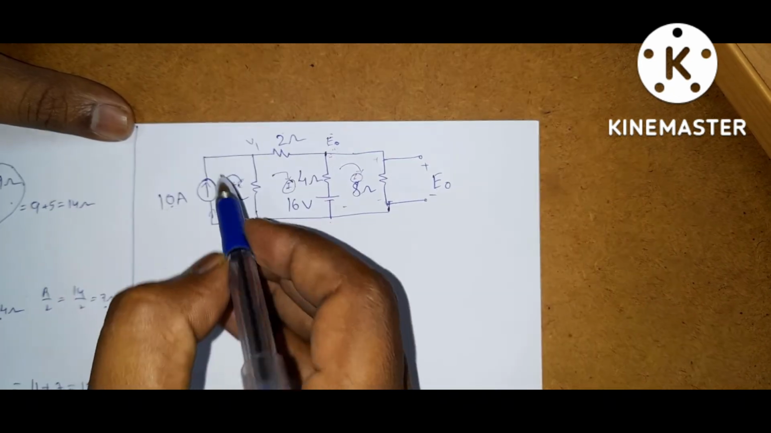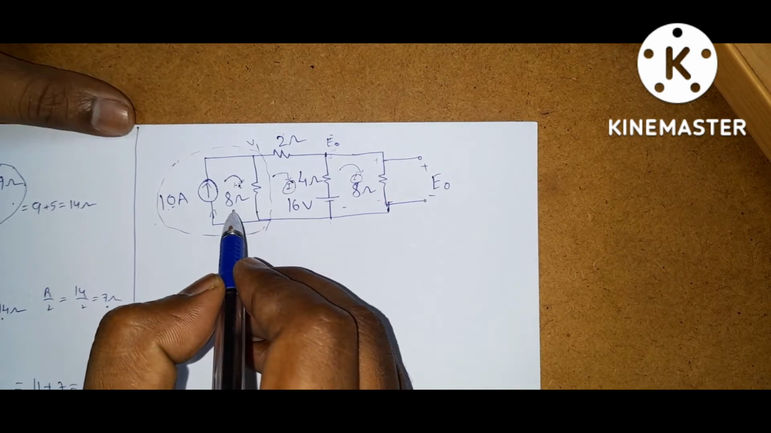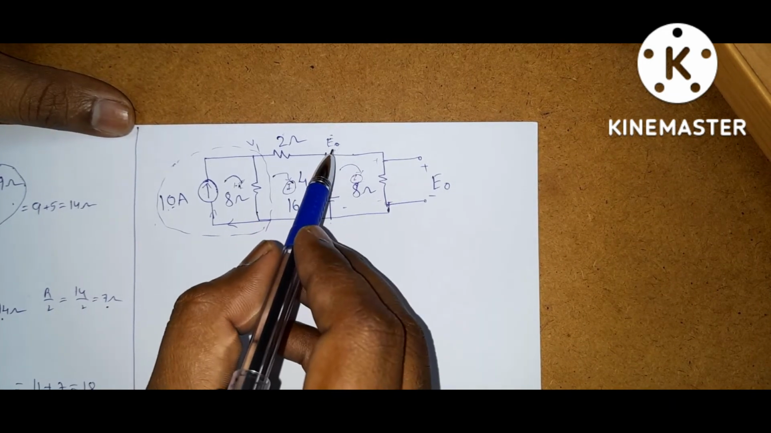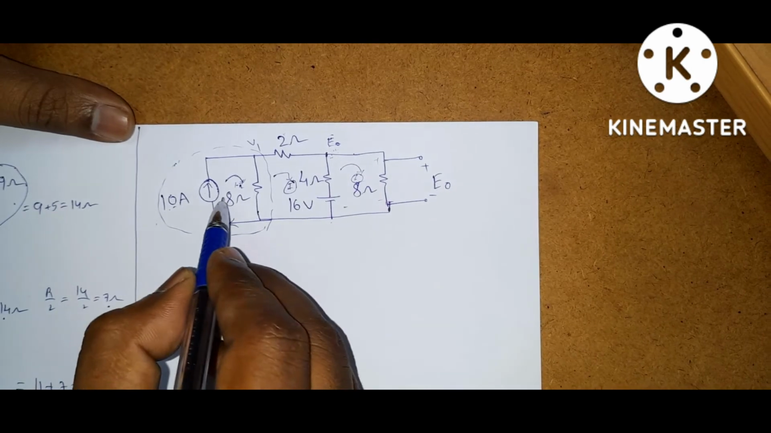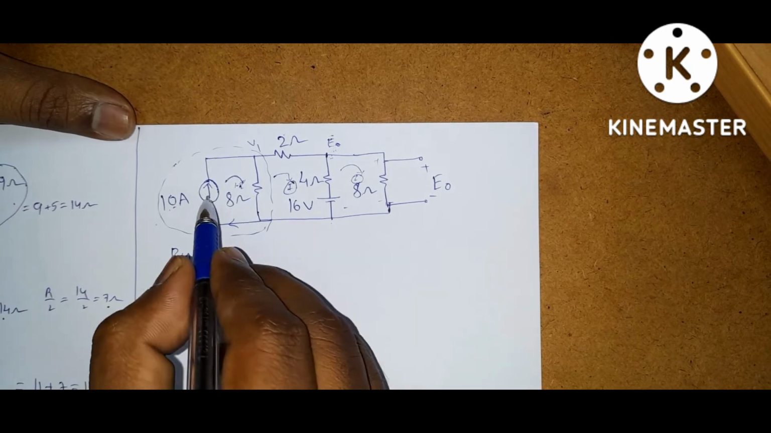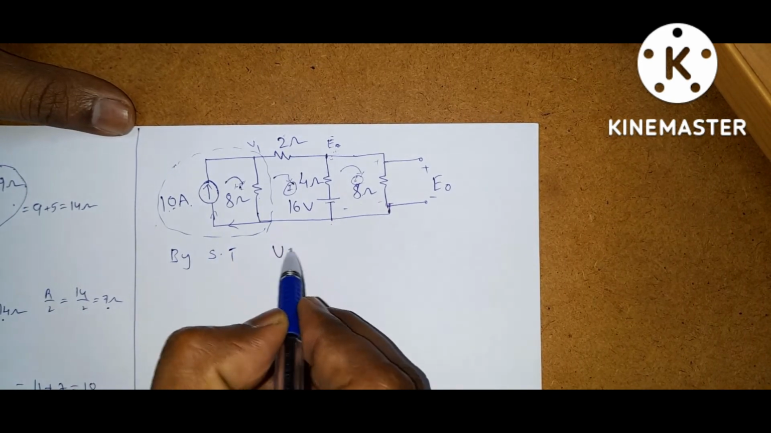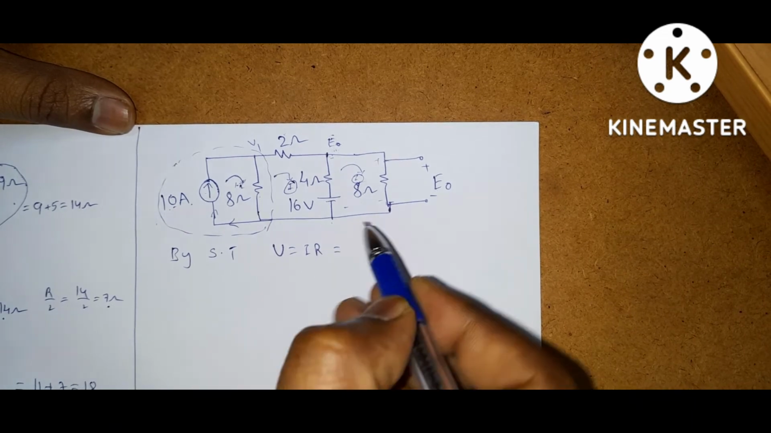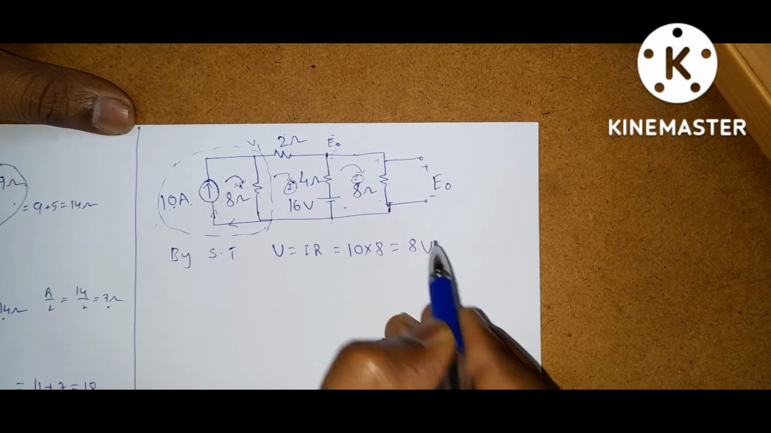Or you can apply source transformation for this one. Then you can solve this circuit easily. That means a single equation is required to find E naught. Okay, so by source transformation, what is source transformation? This is a current source in parallel with 8 ohms. So what is the voltage? V is equal to IR by Ohm's law. So I is 10, into 8, is equal to 80 volts.